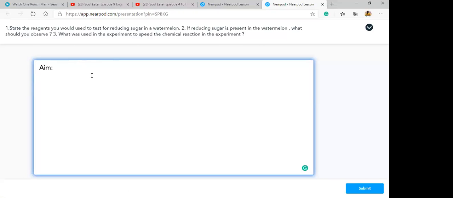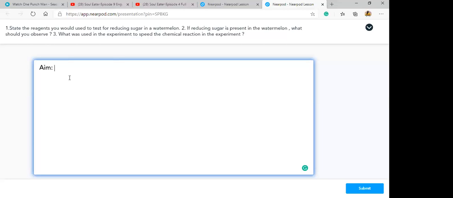Sir. Yeah, go ahead. Reducing sugar in watermelon. You're right in the aim. Sir, isn't this the format? Come again? Is this the format? Yeah, you start off with aim.